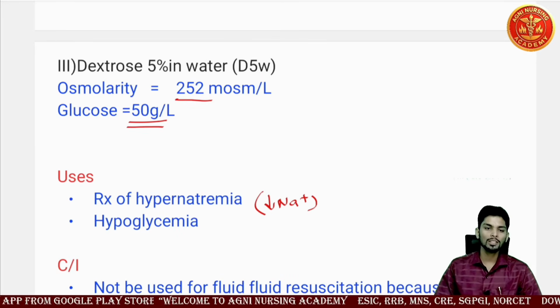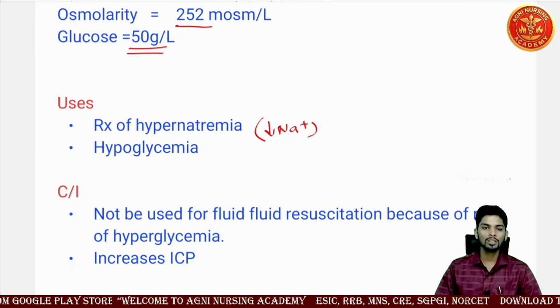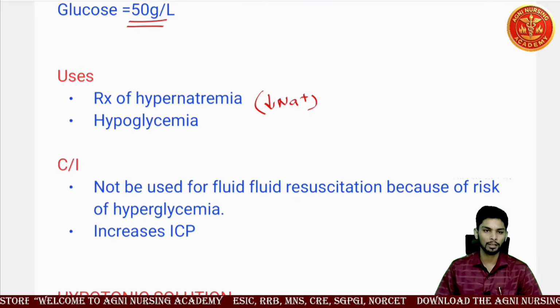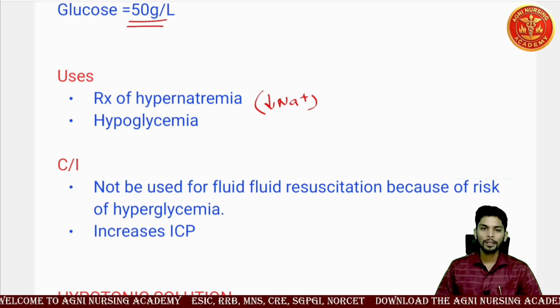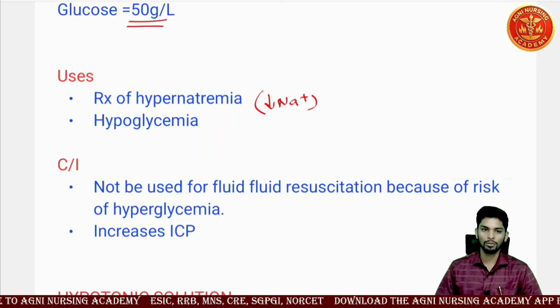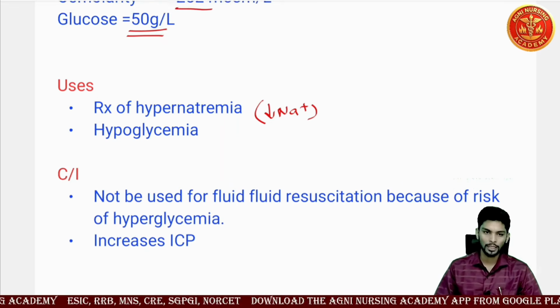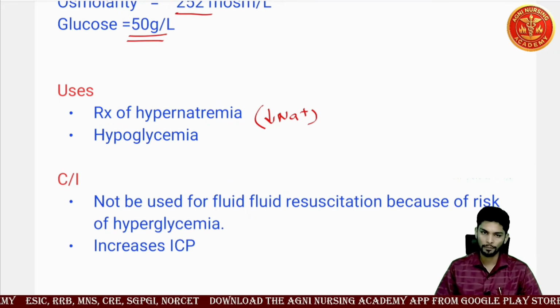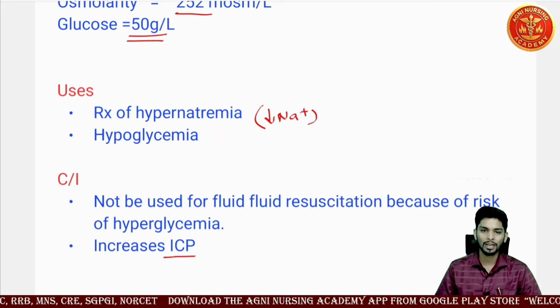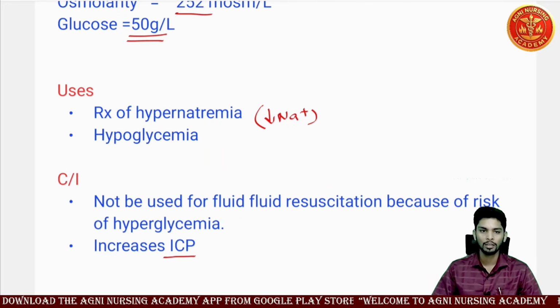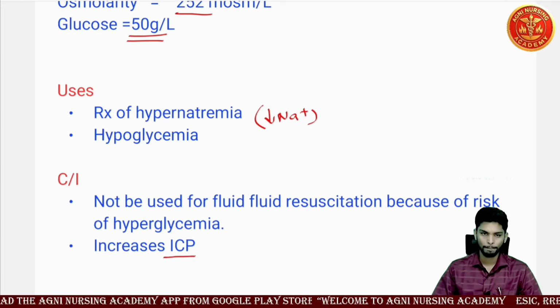Contraindications for D5: we will not use this fluid for fluid resuscitation because there is a risk of hyperglycemia. And in cases of increased intracranial pressure, we will not give dextrose 5% solution. In increased intracranial pressure, the pressure is already increased. If we give dextrose 5% solution, the pressure will increase again. So we will avoid giving dextrose 5% solution in increased intracranial pressure.